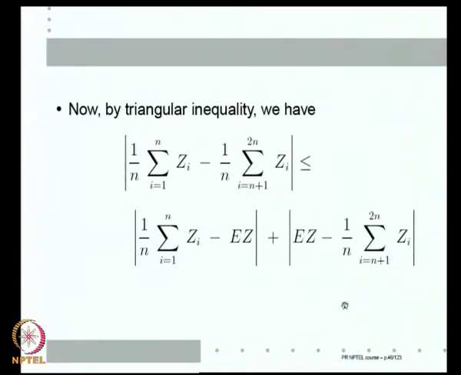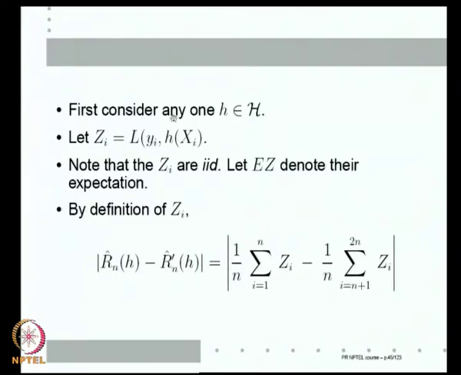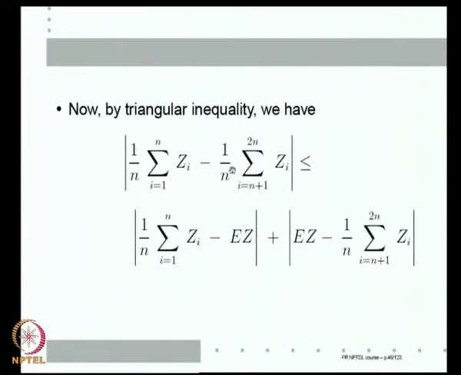Now, how do I do this? I can use the simple triangle inequality. Remember that we are considering a single h here, so we are not getting into the supremum. There is one random variable Zi here, or rather IID random variables Zi, all of them IID. This is what I want to bound. The absolute value of a minus b can be written as a minus c plus c minus b, which is then bounded above by the absolute value of a minus c plus the absolute value of c minus b. So, I have just added and subtracted the expected value of Z.